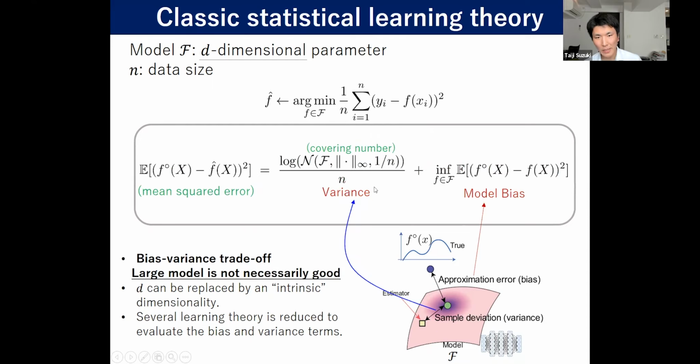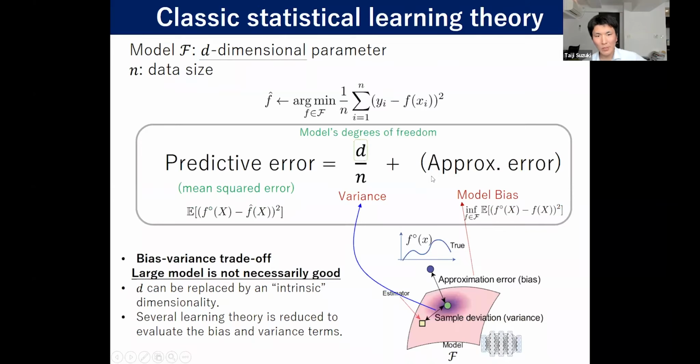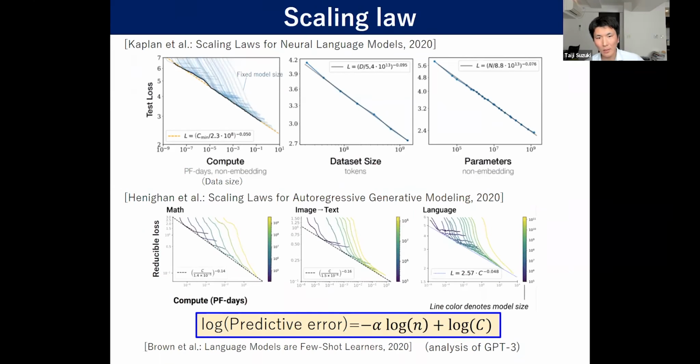More precisely, this can be written in a more mathematically rigorous way. The mean squared error is bounded by the log of the covering number of the model divided by the sample size, plus the distance between the true function and the model. But I skip some details. This kind of classic learning theory can explain the scaling law.